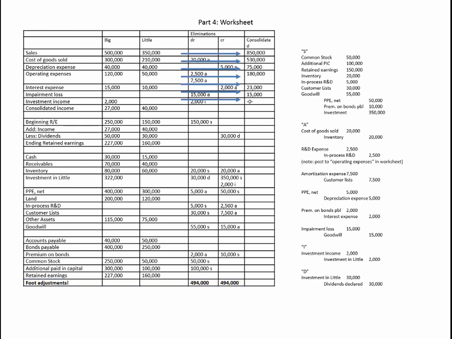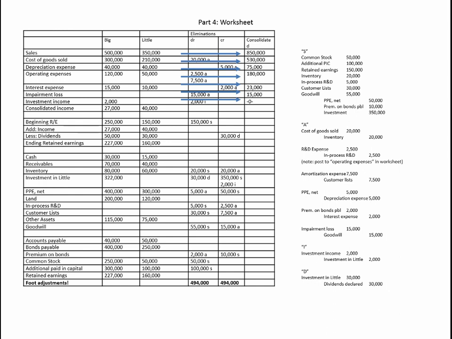Now we go through the process of completing our worksheet. Again, for every one of the revenues and expenses in our worksheet, we simply add across, keeping in mind the appropriate debit and credit rules. Sales has no adjustments, so we simply add across. Cost of goods sold, we have a $20,000 debit. That increases cost of goods sold. Depreciation expense, we have a $5,000 credit, so that's going to decrease depreciation expense.